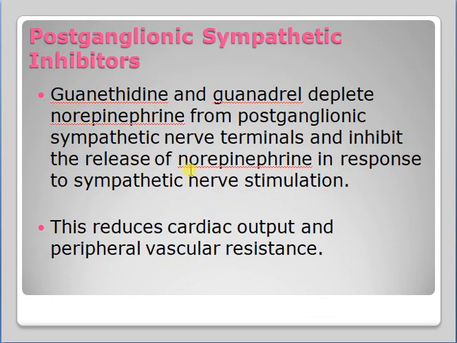Now next class is the postganglionic sympathetic inhibitors. They directly inhibit the release of these catecholamines, and they reduce the responses of sympathetic tone mediated by this category of drugs. Examples are guanethidine and guanadrel. The mechanism of this kind of drug results in reduction of cardiac output as well as peripheral vascular resistance, which can be beneficial for a hypertensive patient. So we can also use this category of drugs for management of hypertensive state.